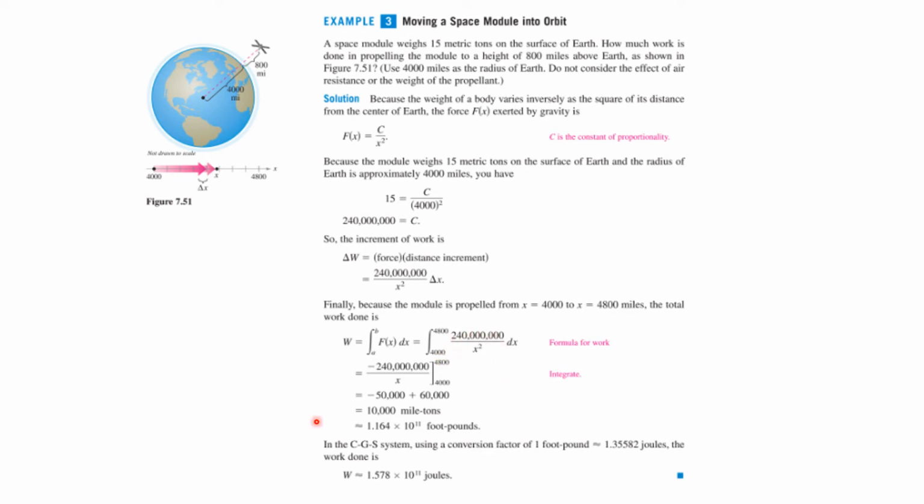I integrate. Now notice that we pick up a minus sign when we integrate, but when we plug the numbers in, we get this, and so that is 10,000 mile tons, and if you changed that to foot pounds, it would be this big number. And you can also talk about what it would be in joules. But the concept is, how do we do the work problem?